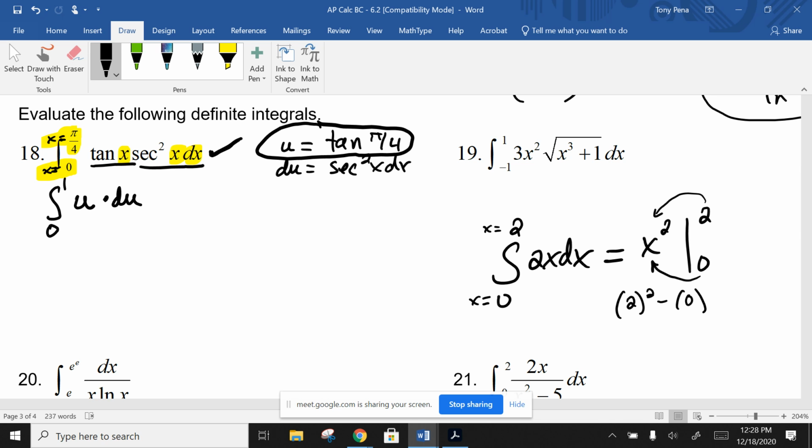That's the first thing that's different. There's two things that differ a little bit with the first 17 problems. One, now we got to get our new limits from x's to u's. The next step is the same. You're going to do your antiderivative just like we would normally, and we're now going to evaluate from 0 to 1.